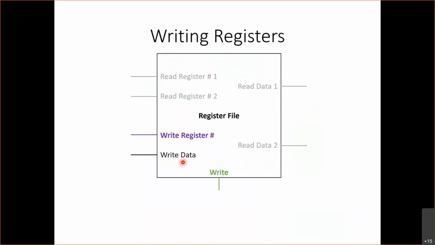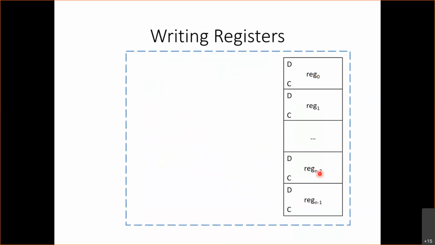Okay, so let's see how we can incorporate the writing functionality to our register file. So again, we have these registers, and if you remember, these registers are just arrays of flip-flops. So each register is going to have a clock, where the value inside of the register is going to update on the active edge of the clock cycle. And then we're also going to have D, which is the value we want to write to that register.